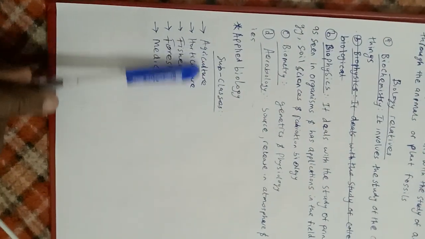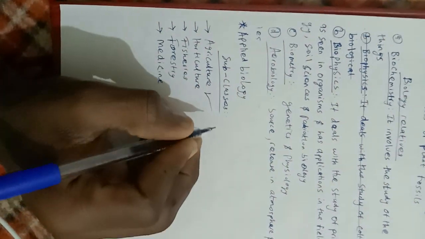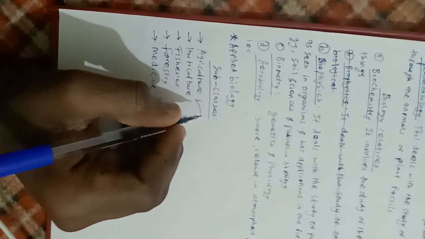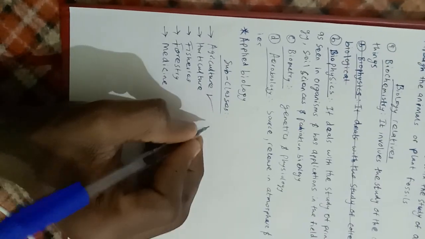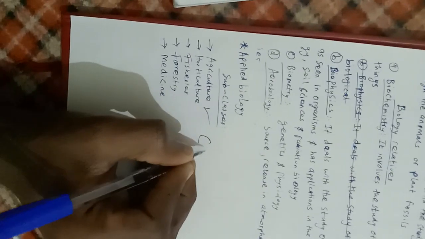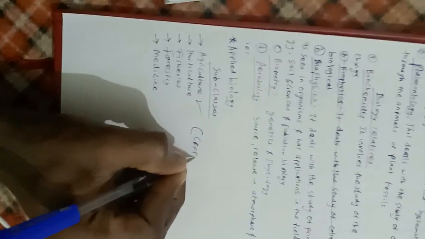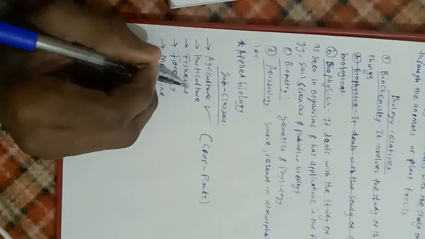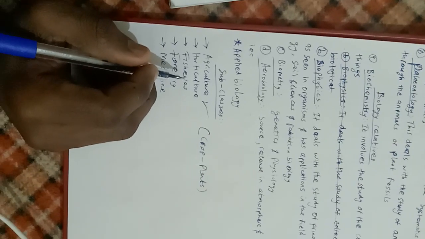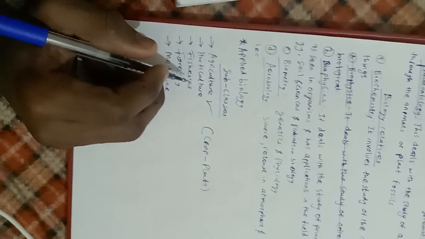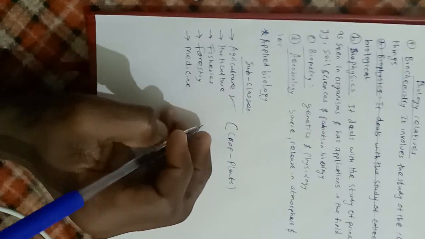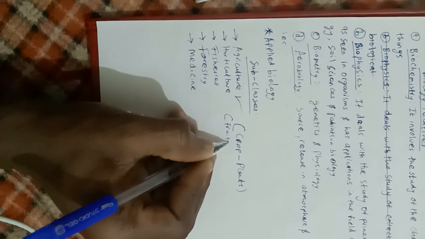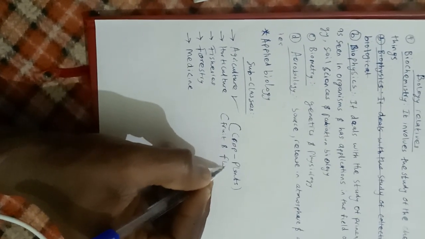So, guys, number one that we're going to talk about now is agriculture. Agriculture deals with the cultivation of crop plants for better yield. So in brackets, crop plants. I already explained it. The next thing is horticulture, dealing with the cultivation of fruit and flower yielding plants. So in brackets, fruit and flower yielding plants.